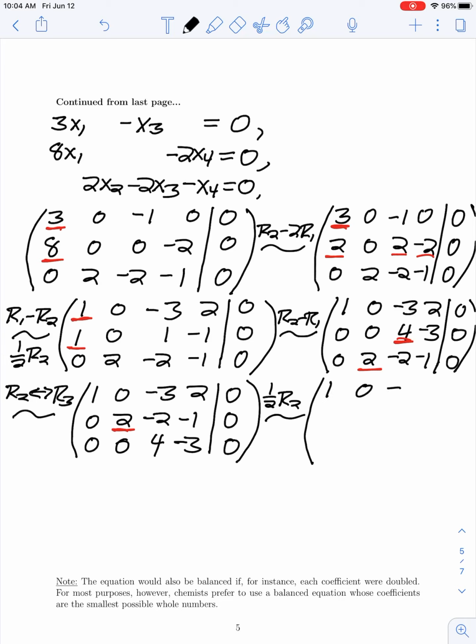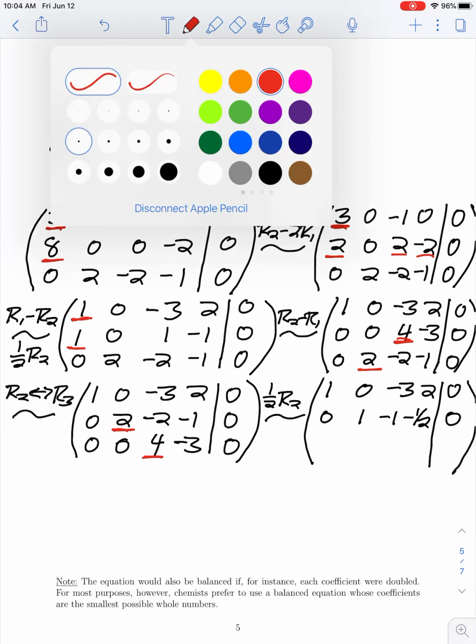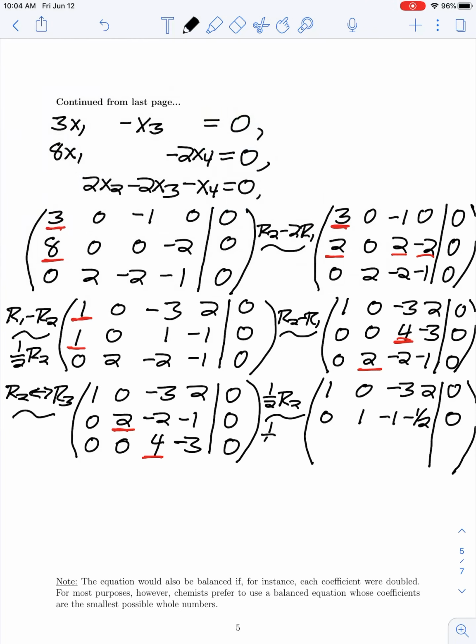So that gives me for my first row 1, 0, negative 3, 2, 0. My second row becomes 0, 1, negative 1, negative 1/2, 0. And in my third row, I have this leading coefficient of 4. I know that I want a lead coefficient of 1 there. So in this same step, I could take 1/4 of my third row, which would lead me to 0, 0, 1, negative 3/4, 0.